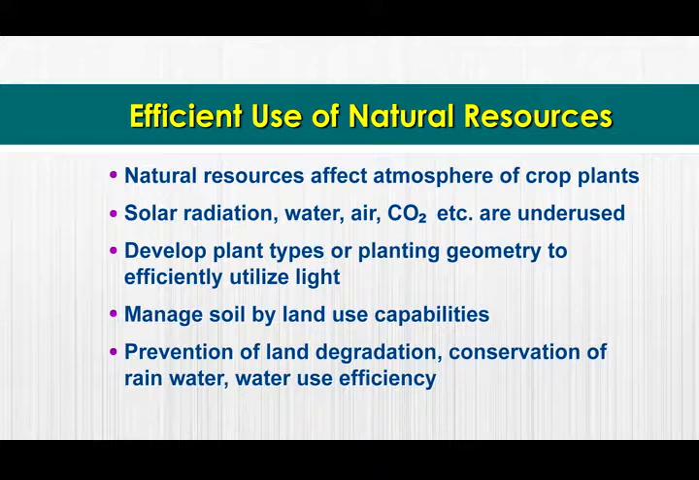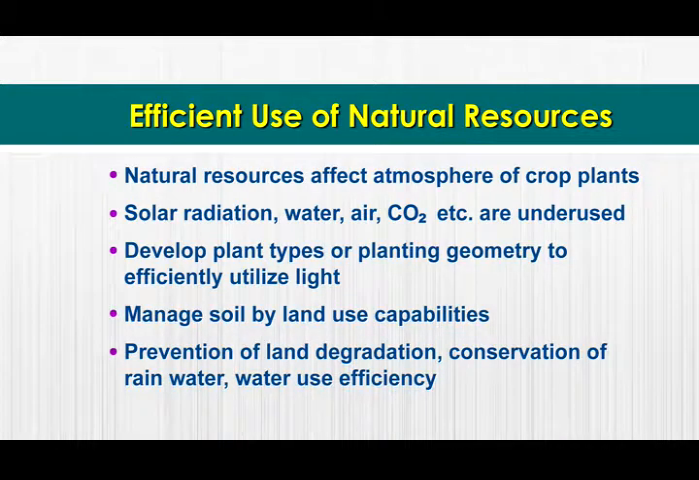Then another scope in the agriculture sector is the efficient use of natural resources. You know, natural resources affect the overall atmosphere of the crop plants. These atmospheric factors like solar radiation, water, air, CO2, etc. are underused. We need to develop various plant types so we can use this solar radiation, water, air and CO2 in an efficient way. You know, plants create their food by using solar radiation, solar energy. Only the upper side of the leaves is open, they use the solar radiation, but the lower side of the leaves could not use the solar radiation. So we need to develop such varieties that can use the solar energy efficiently.